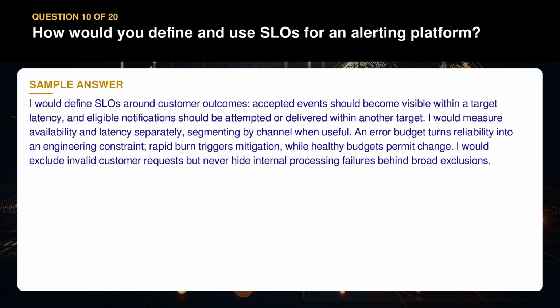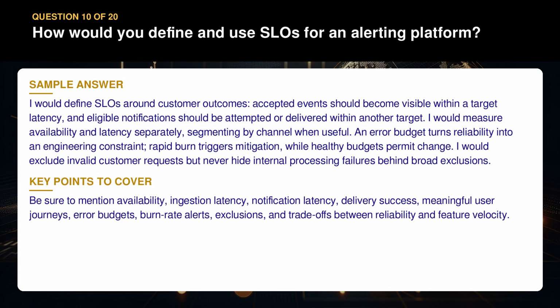I would exclude invalid customer requests but never hide internal processing failures behind broad exclusions. Be sure to mention availability, ingestion latency, notification latency, delivery success, meaningful user journeys, error budgets, burn rate alerts, exclusions, and trade-offs between reliability and feature velocity.